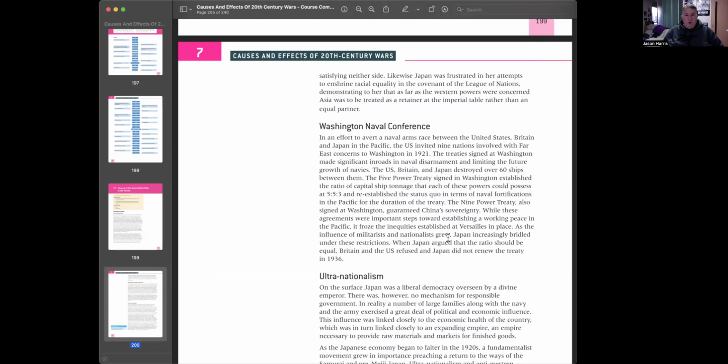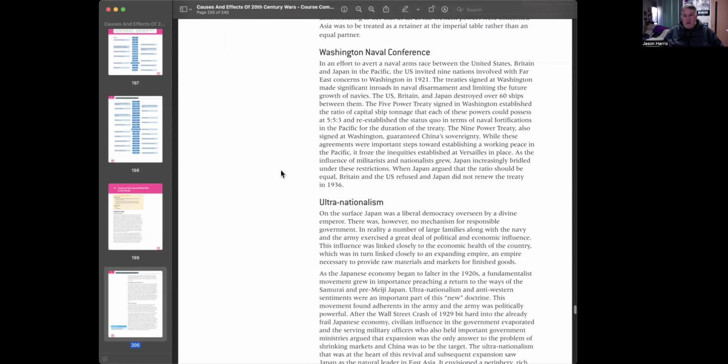Okay. Then we move on to the Washington Naval Conference. You guys all know this is the famous ratio conference, the 5-5-3 conference we've talked about many times. In an effort to avert a naval arms race between the United States, Britain, and Japan in the Pacific, the U.S. invited 9 nations. So we get the nine power treaty, we get the five power treaty. You guys can go back to your move to global war to look at those.